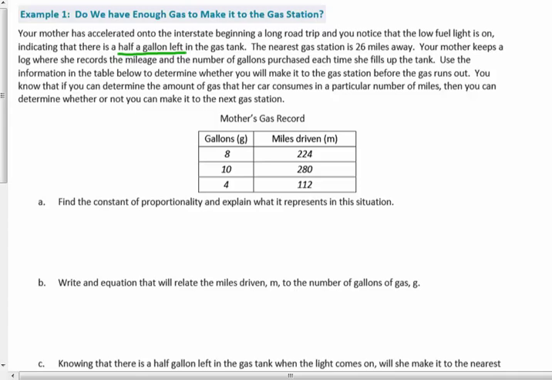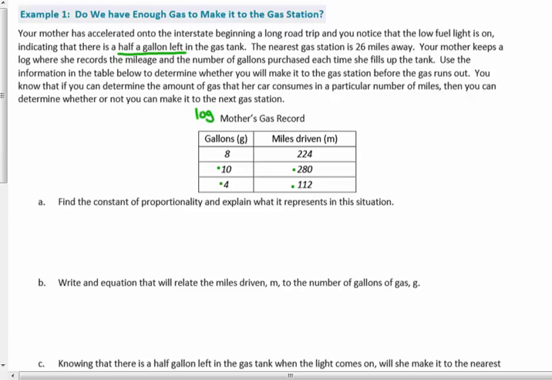So the next rest stop on the thruway or the next exit on the thruway is 26 miles away where there's a gas station. Your mother keeps a log where she records the mileage and the number of gas gallons purchased each time she fills up the tank. So this is her log, what they're calling the log. She keeps a little book with a chart in it. If I put 8 gallons of gas in the car, I go 224 miles. If I put 10 gallons of gas in the car, she went 280 miles. If she put 4 gallons of gas in the car, she would go 112 miles.